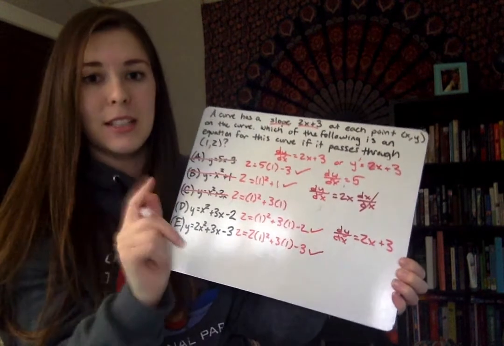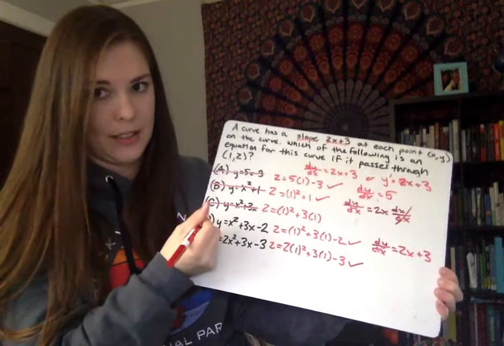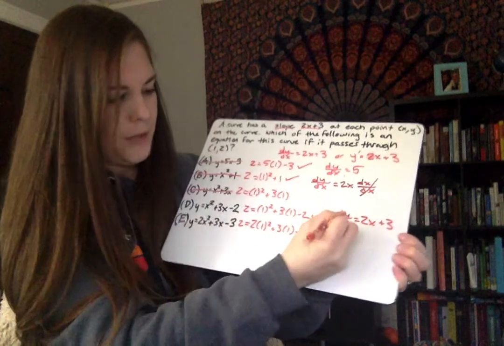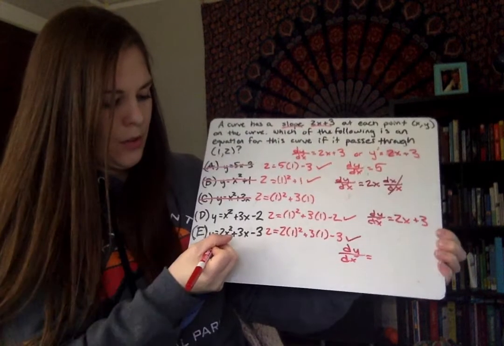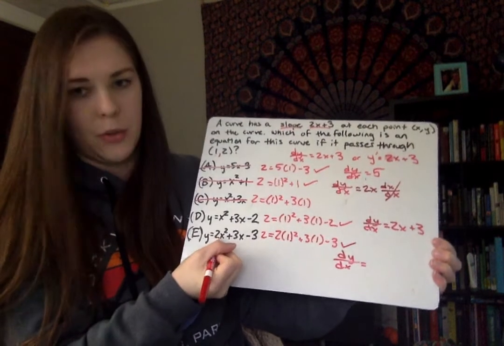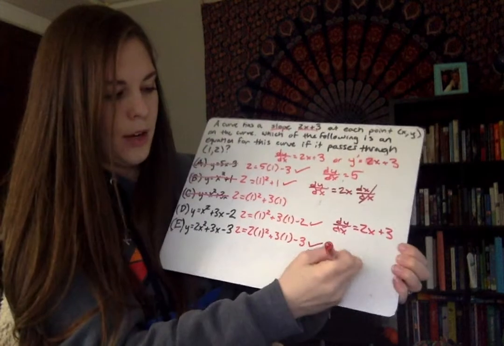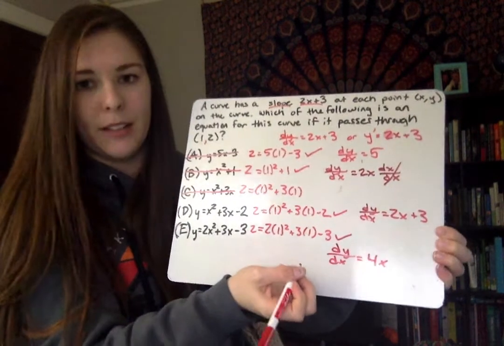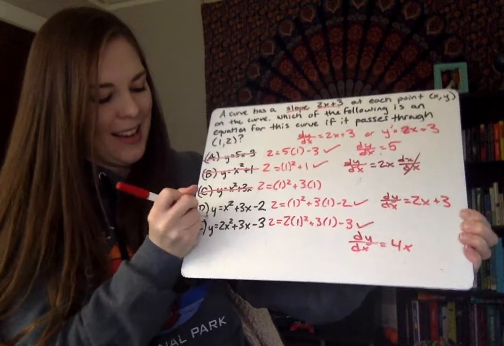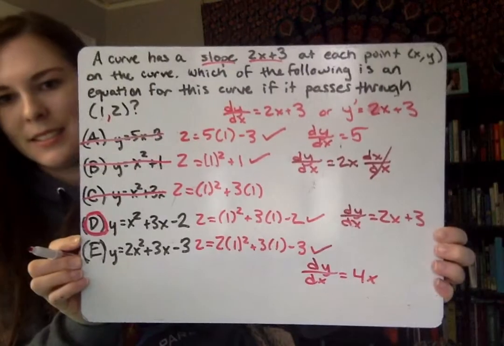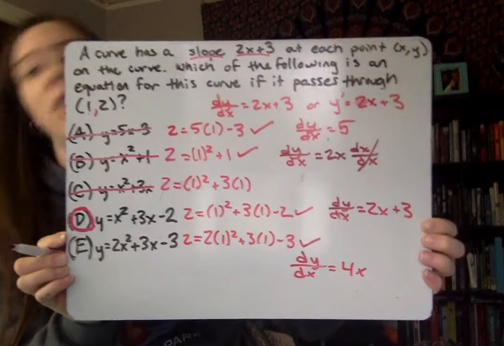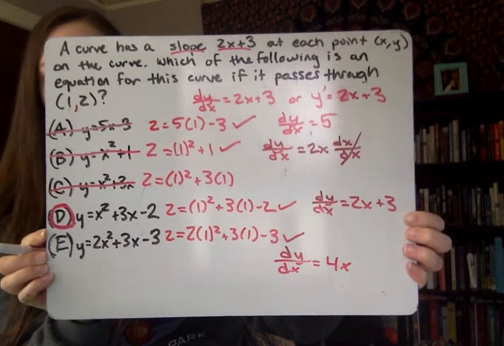Now let's make sure that it's not E, because right now I'm thinking D is the one. So E, if we take the derivative there, dy/dx equals, we're going to get 2x squared, our derivative there would be 4x. So I was correct in my assumption. D is our correct answer there, because it fit all of the conditions for our differential equation.